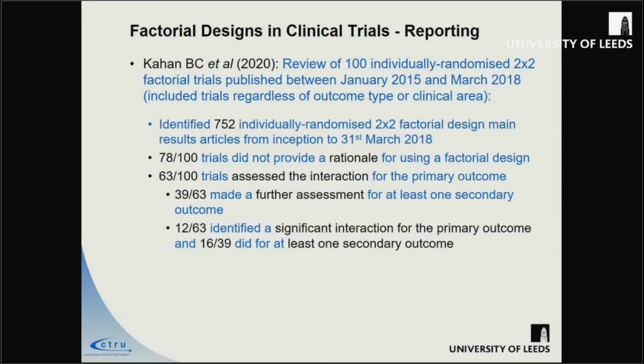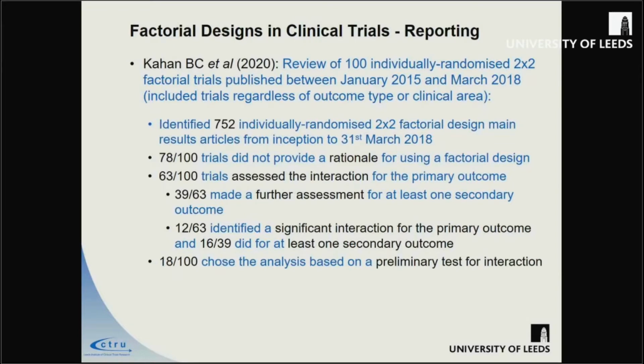Similarly, 12 out of the 63 that looked for an interaction found one, and 16 out of the 39 that looked for an interaction of the secondary outcome found one. So it isn't rare that you can find a significant interaction in a factorial clinical trial. Whereas what we're led to believe is that these sorts of interactions don't happen, because we can assume them away.